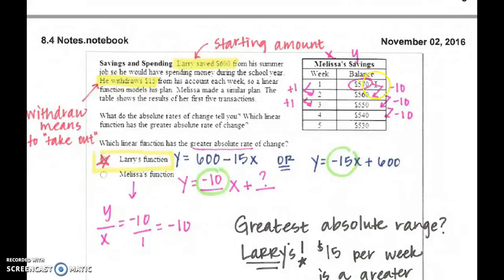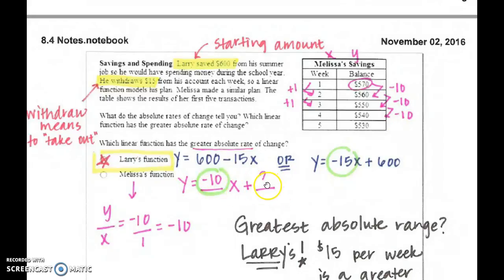Melissa over here, it doesn't exactly say what Melissa started with. We don't know that information, but we do know that she is taking out $10 per week. 570 to 560 is subtracting 10, divided by the change in weeks, which is 1. Negative 10 divided by 1 is negative 10. So I'm going to write her equation as y equals negative 10x plus, and I'm going to leave that blank.